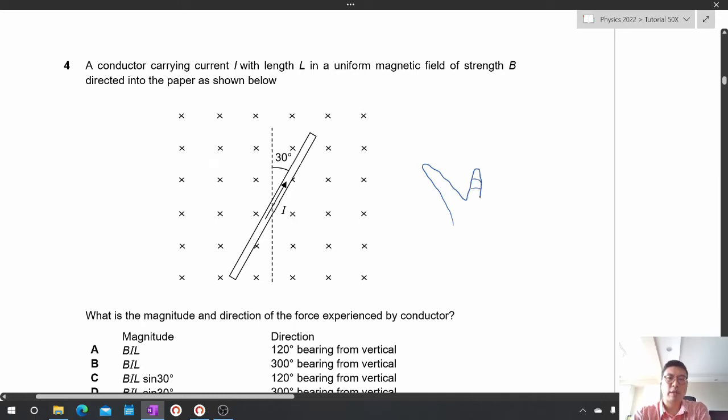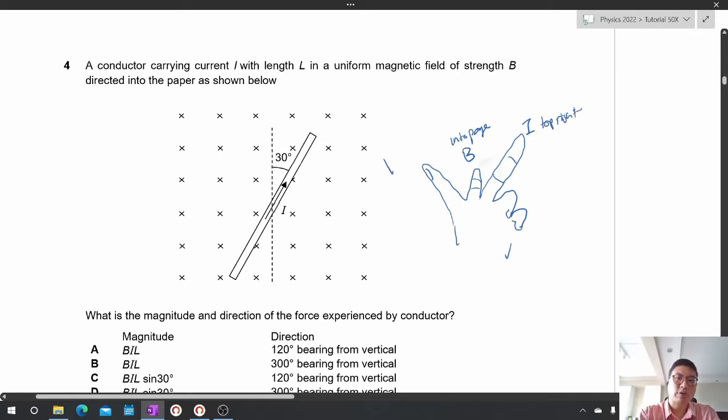Your pointer finger will be in this direction, and then your middle finger will be in this direction. So this will be what your hand looks like. Inside here, the B field is pointing into the page. Over here, the current is pointing to the top and right. And so your force will be pointing to the top left. So this is where your force direction will lie.